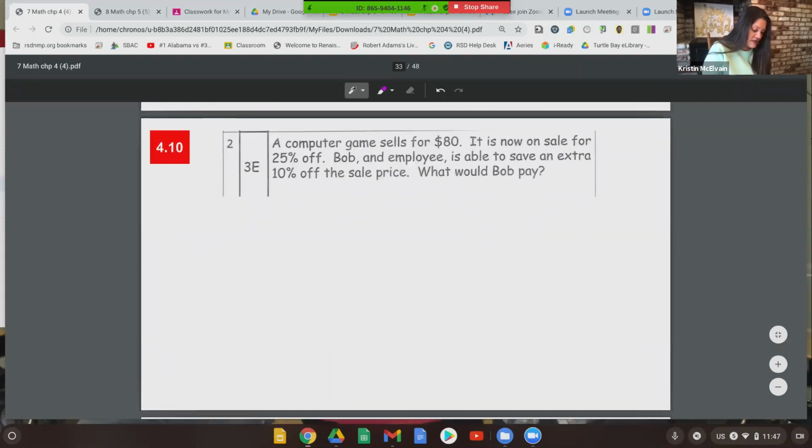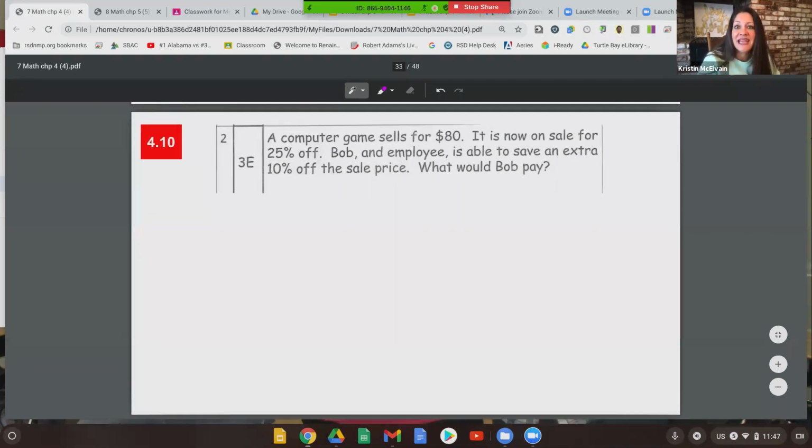computer game. A computer game sells for $80. It is now on sale for 25% off. Bob, he's an employee, hard worker. He's able to save an extra 10% off the sale price. What would Bob pay?